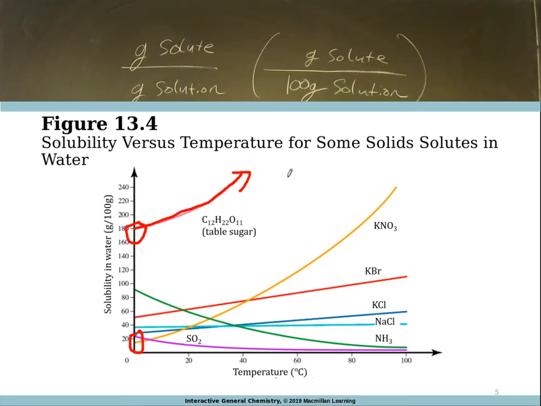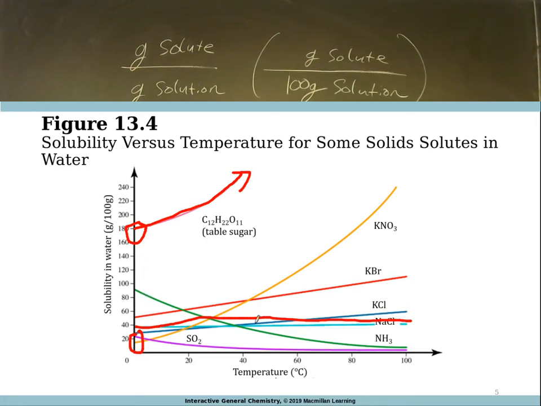So things like table sugar, their solubility goes up with increased temperatures. So we know that their enthalpy of solution is positive. They're endothermic. KNO3 is as well. Something like NaCl, you'll notice it is positively sloped, but only modestly so. And so NaCl has an enthalpy of solution that's very small, but positive.